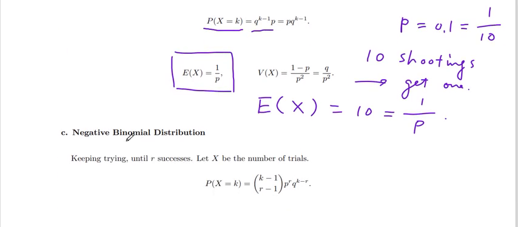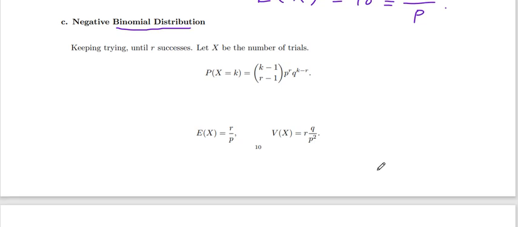So for the negative binomial distribution, we just multiply by r. Here, r multiplies 1 over p, so the variance is multiplied by r. So this one, I'm sorry, what does this mean?